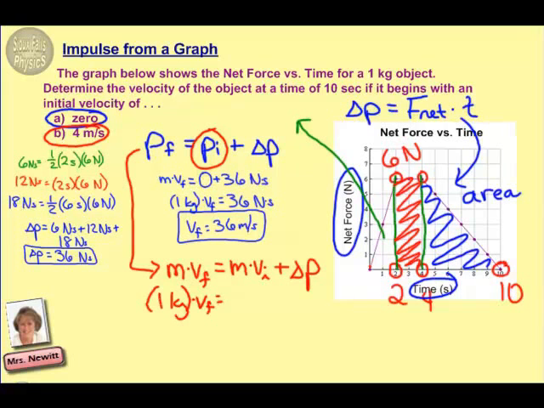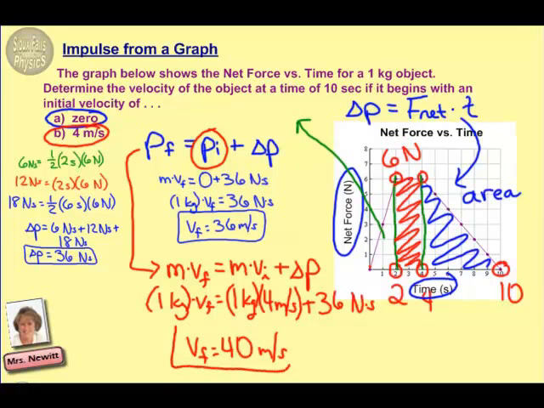Okay, we have 1 kilogram as our mass. Final velocity is our unknown. Here we have 1 kilogram. Our initial velocity is 4 meters per second, and then we could add on that change that we calculated from the graph of 36 Newton seconds. Solving that out for final velocity, we get a final velocity of 40 meters per second in this situation.